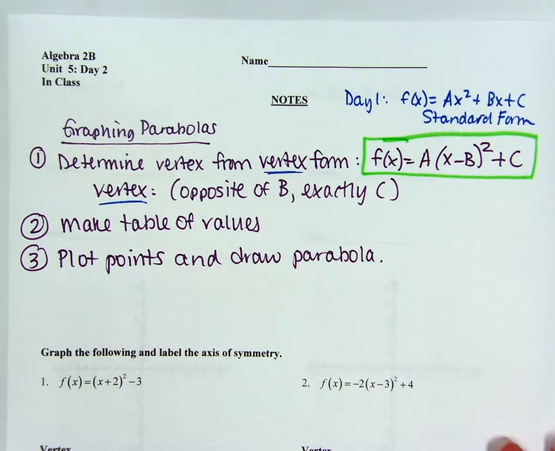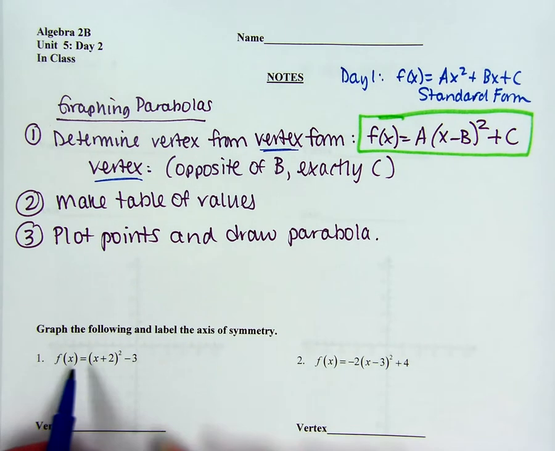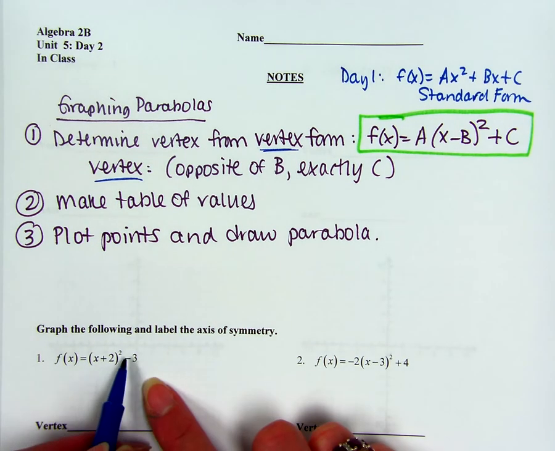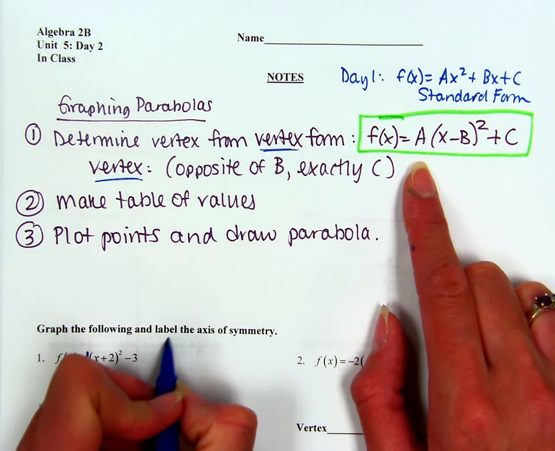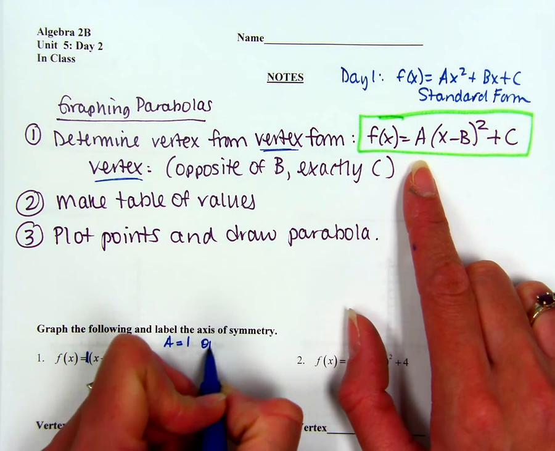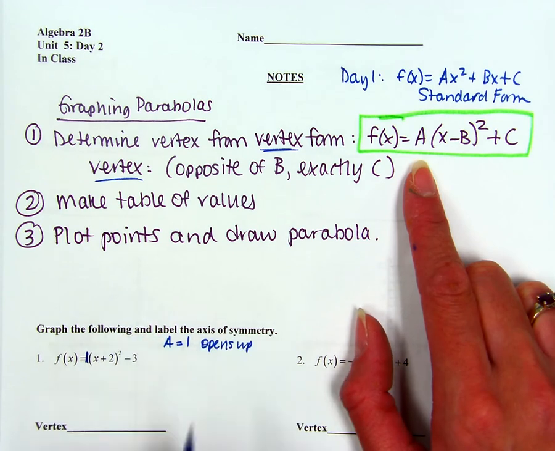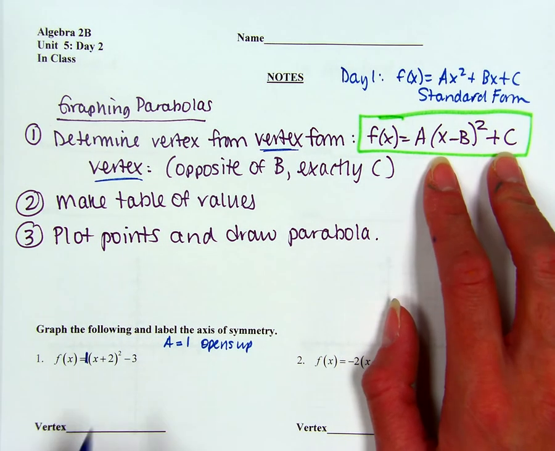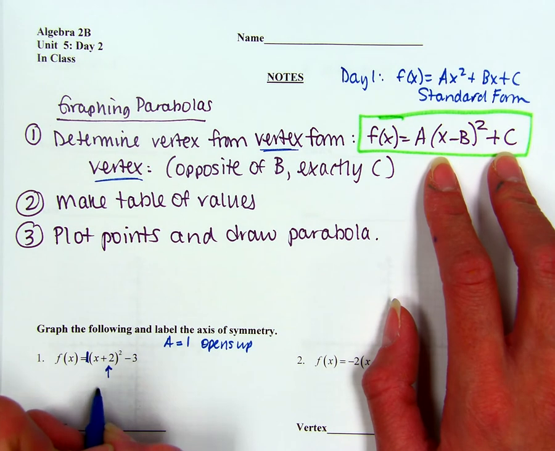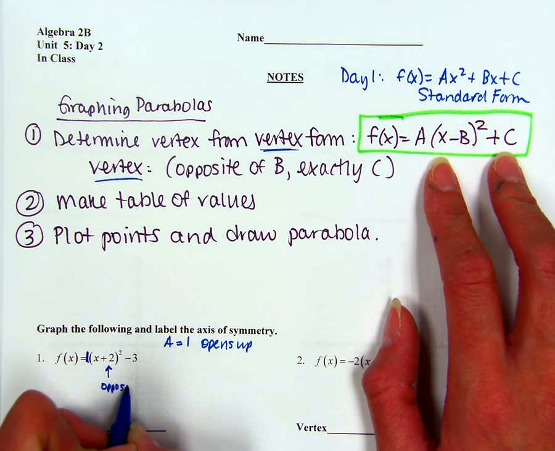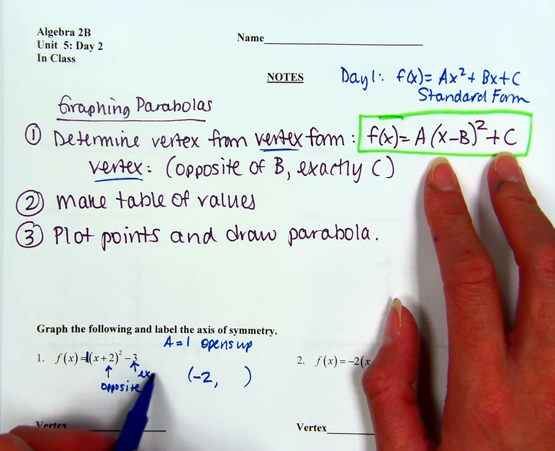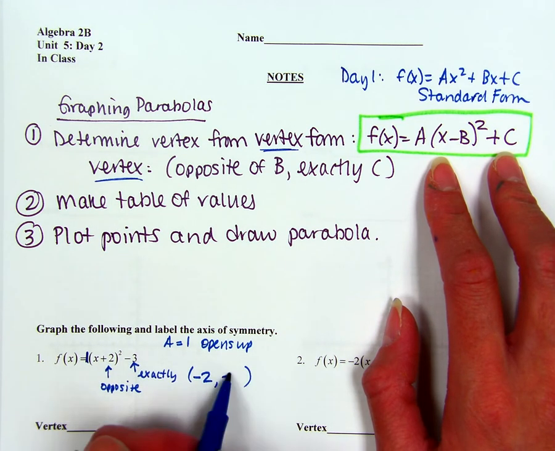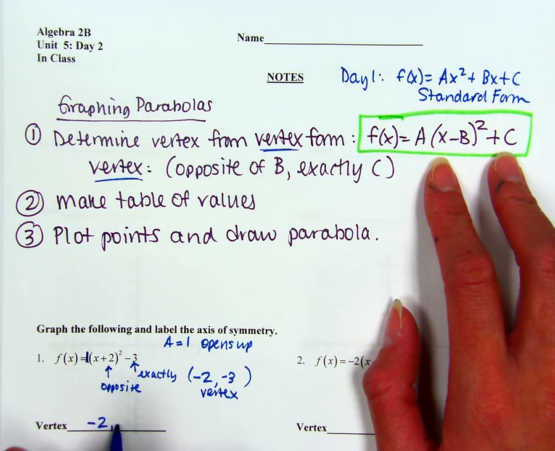And then just like yesterday, we're going to make a table of values, make our points on the graph, and draw the parabola. So if you look at problem number 1, it says f of x equals (x plus 2) squared minus 3. Now a, that number, when we don't see it, is 1. So a here is 1. That tells me that my parabola opens up. But then I could tell my vertex, if I look at this value, it says plus 2. So if I take the opposite of that, I would look at negative 2. If I look at exactly this value, this would be negative 3. So my vertex is negative 2, negative 3.